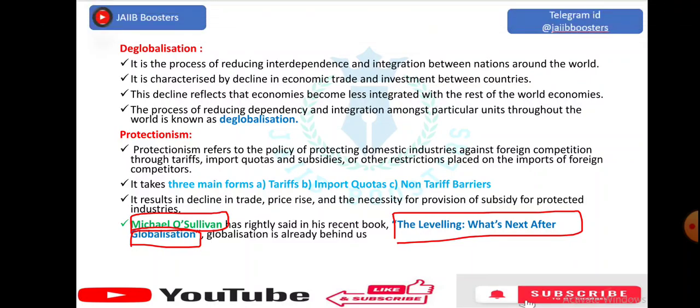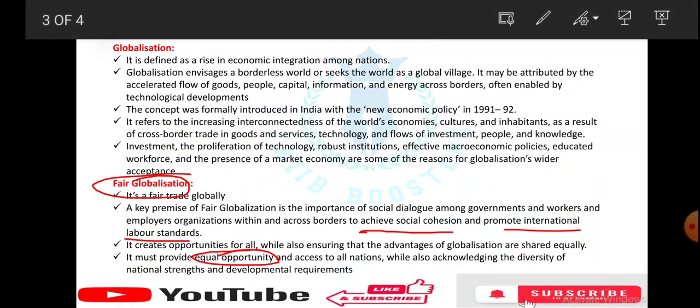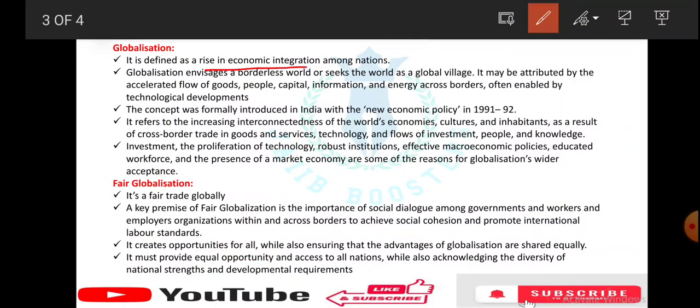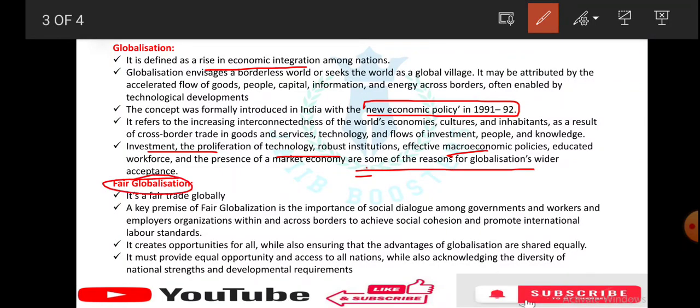It's a simple concept. What is globalization? It is nothing but a rise in economic integration. And it was introduced with the new economic policy of 1991 and 92. These are some of the reasons for globalization. What is fair globalization? The main aim of fair globalization is to achieve social cohesion, promoting international labor standards, and also equal opportunities among all nations.